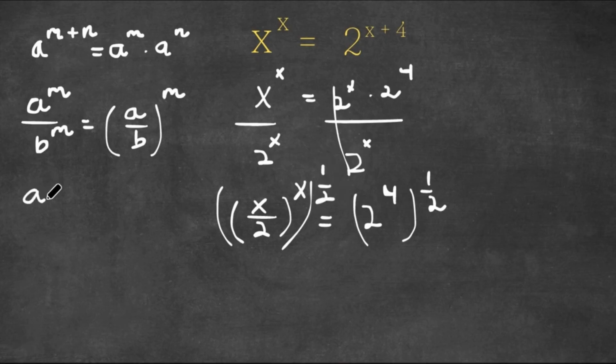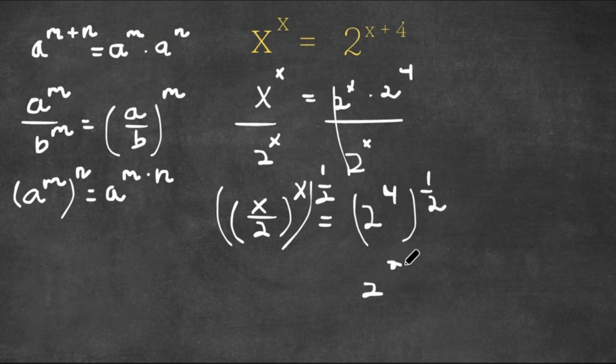And if we have something in the form a to the power of m to the power of n, this is equal to a to the power of m times n. So 2 to the power of 4 to the power of 1/2, this would equal 2 to the power of 4 times 1/2, which is simply just 2 to the power of 2. Now on the left, x times 1/2 is x over 2. So now we have x over 2 to the power of x over 2. And this is equal to 2 squared.